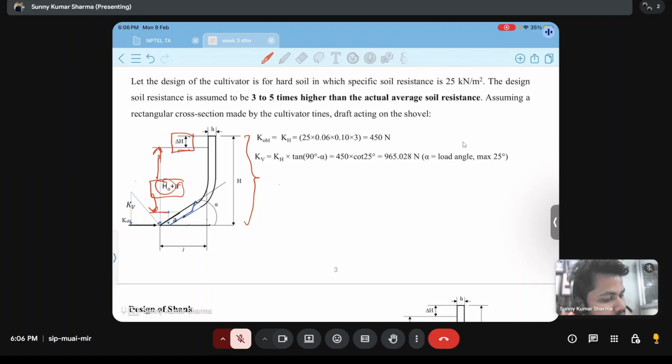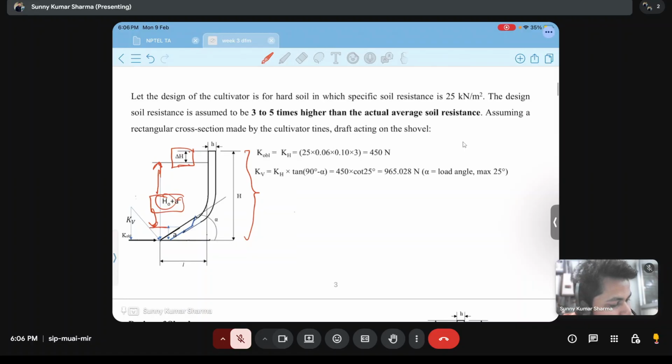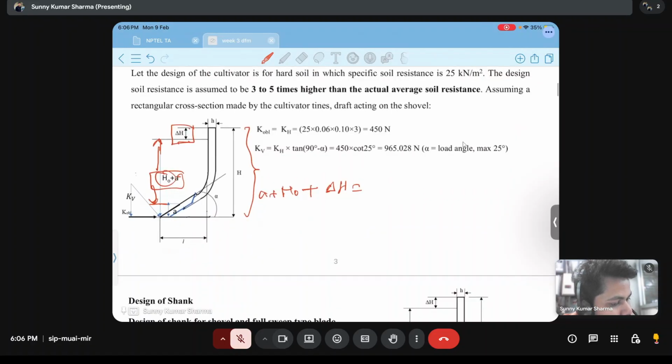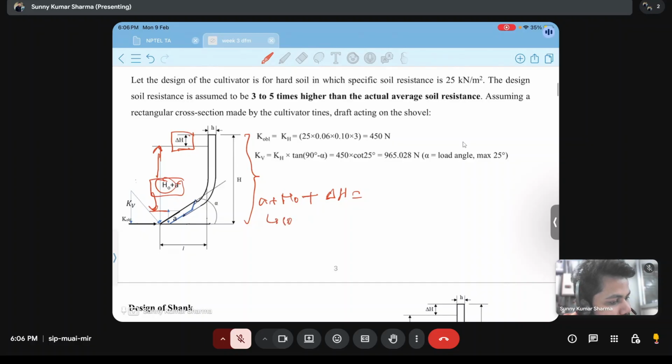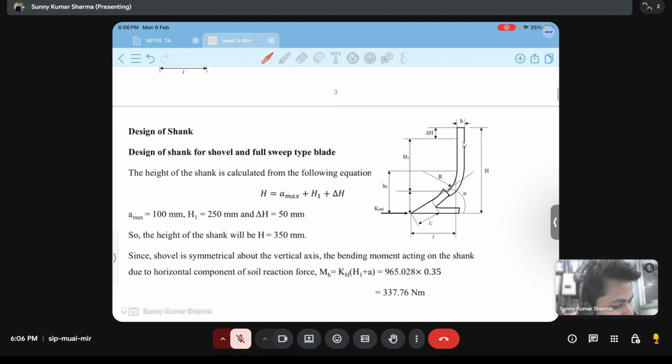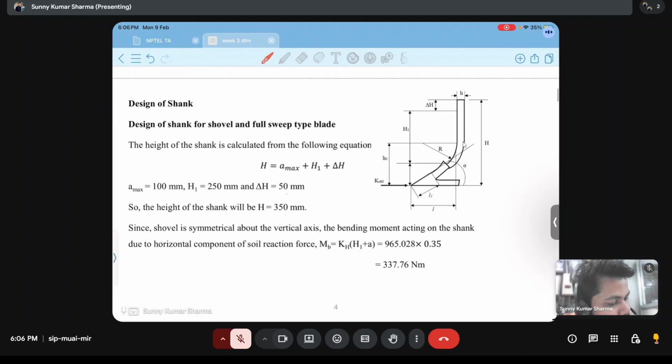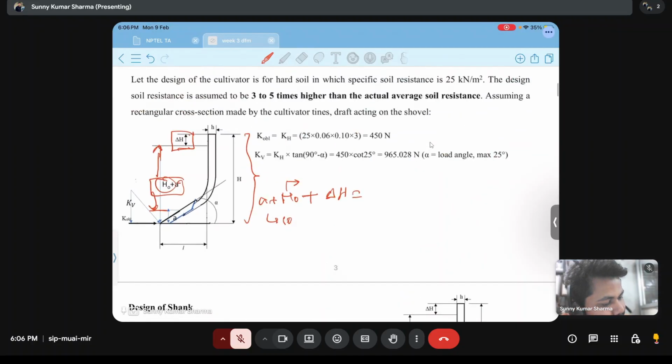So total distance will be h naught plus a plus delta h, which is equal to... a we have taken 10 centimeter, delta h we can take 50 mm, and h1, this height we will take as 250 mm. So after adding this, we will get the height of the shank as 350 mm.